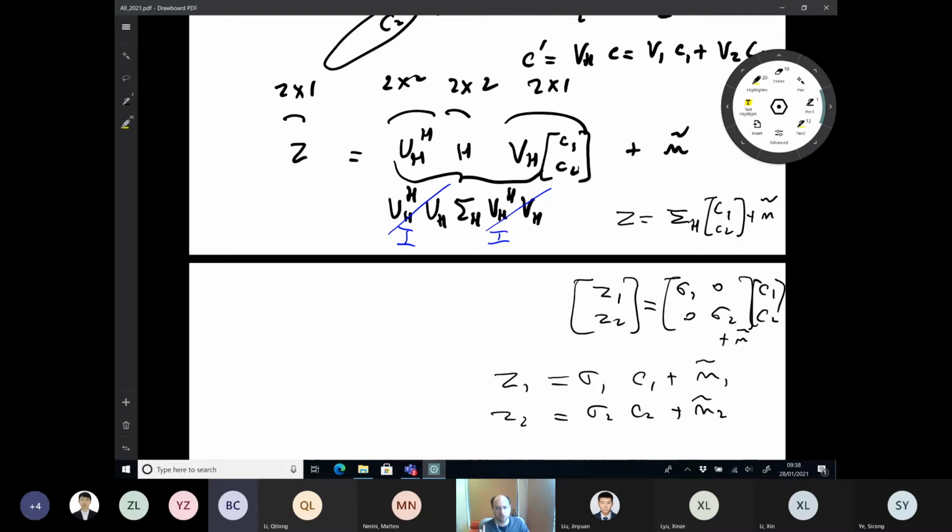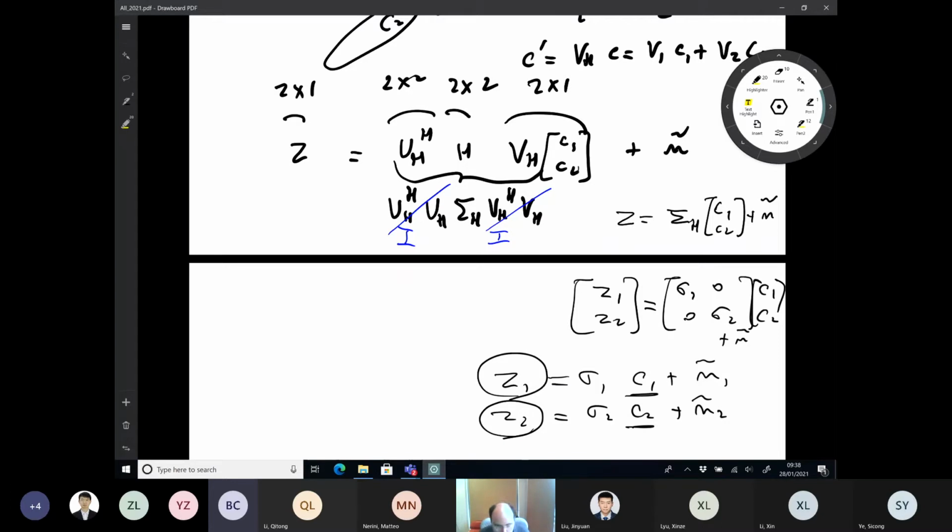I transmit two streams, and I get two observations. And you see that those two streams do not interfere with each other. I can do a maximum likelihood detection on the first observation in order to get C1. I can do a maximum likelihood detection on the second observation in order to get C2, right? Those two streams do not interfere with each other. I have two transmit antennas, two receive antennas. I'm able to transmit two streams of information, and those two streams do not interfere with each other. Very nice, very low complexity.